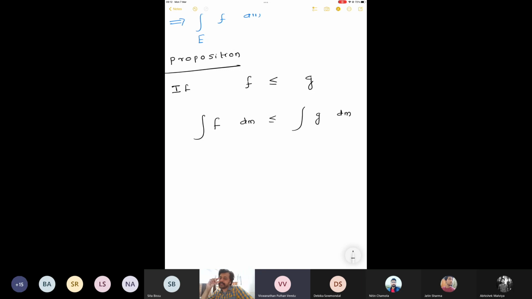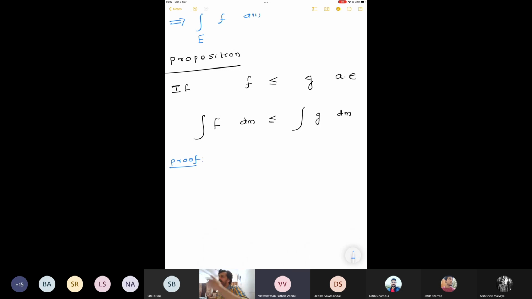But I have to polish this. F less than or equal to g is not needed for all points in the domain. It is enough almost everywhere, as you all can now expect. If the functions are equal almost everywhere, the integral will not change. So if f is less than or equal to g almost everywhere, the integral over f dm is less than or equal to the integral over g dm. The proof is quite obvious from the previous proposition.